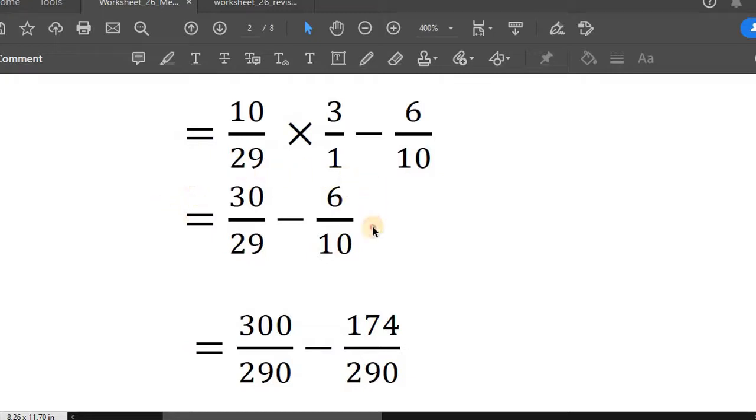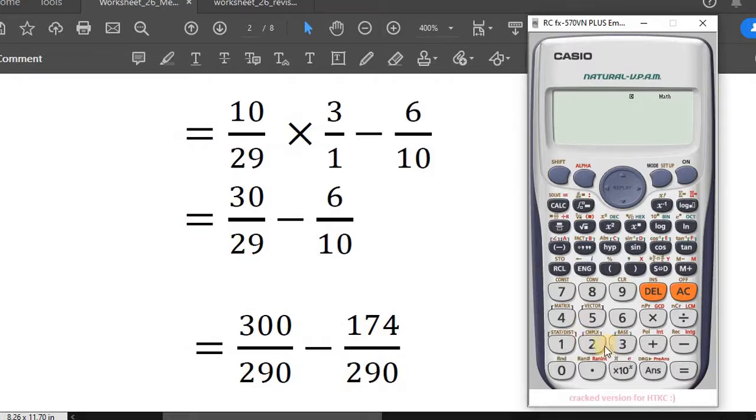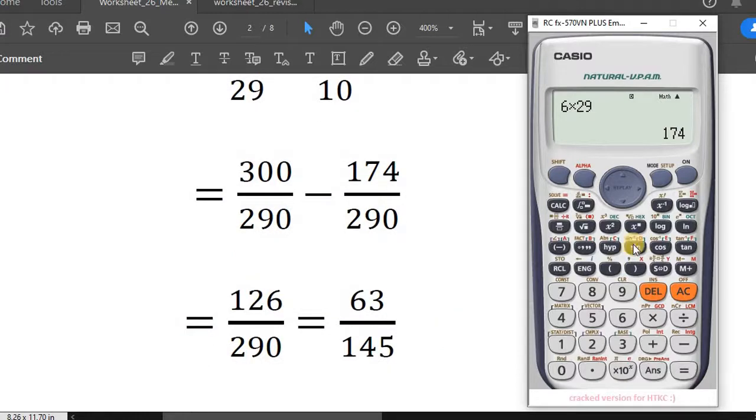We are back to the part where we need to find a lowest common denominator. Now in this case, we could not find anything in between, so we said 29 times 10, 290. Multiply this one by 10. That's how we got 30 times 10 is 300. Multiply this one by 29. That's how we got 29 times 6 is 174. Right, just to show you, so you can be happy. We're saying 6 times 29. There we go, right? And then we just simplify.